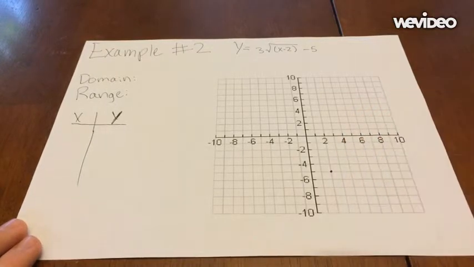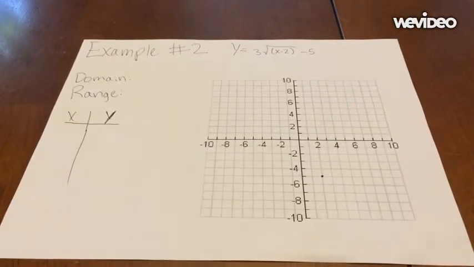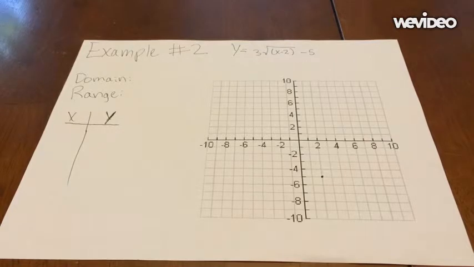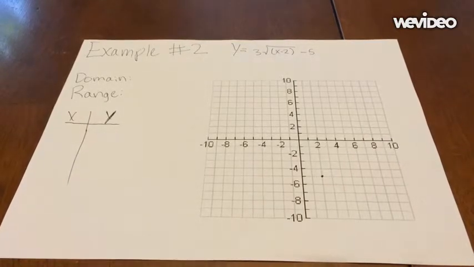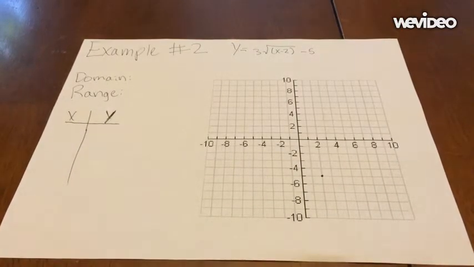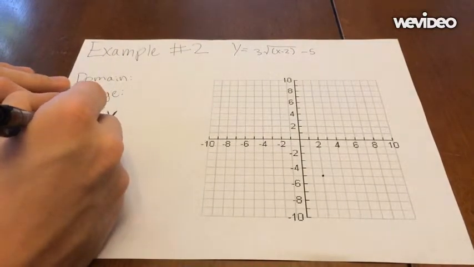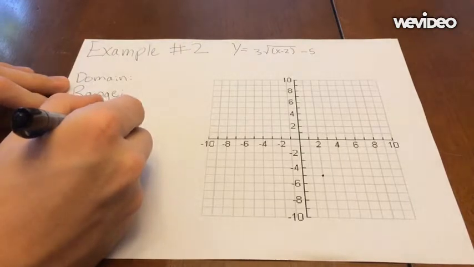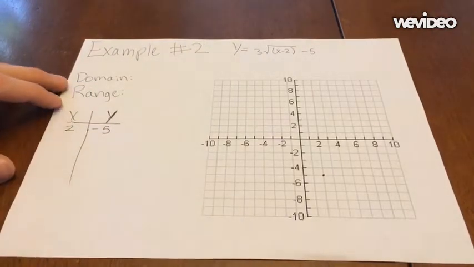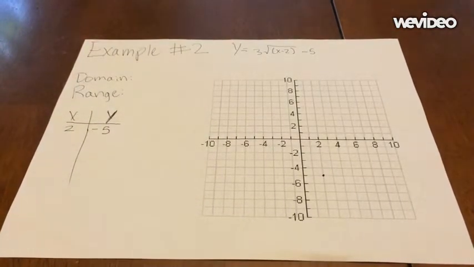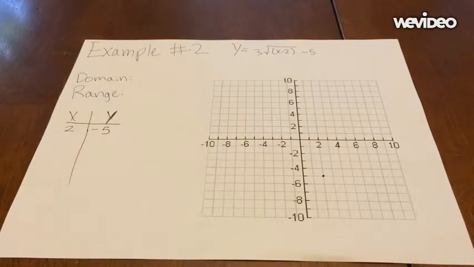So this is going to be our starting point right now. So we're going to start off by plotting that point on our table. So we're going to have 2, negative 5. So now we're going to go about graphing this like we would any other one.